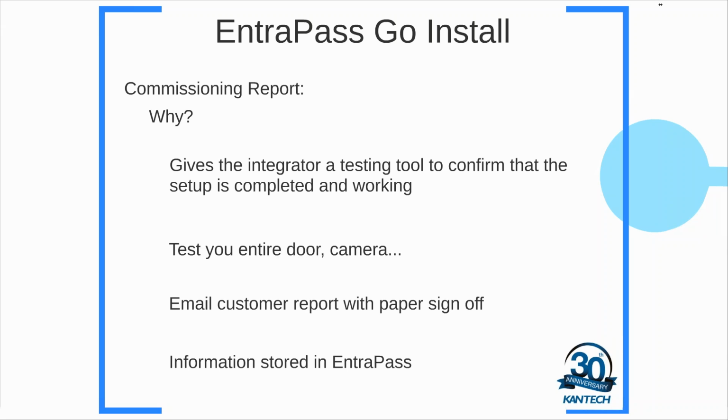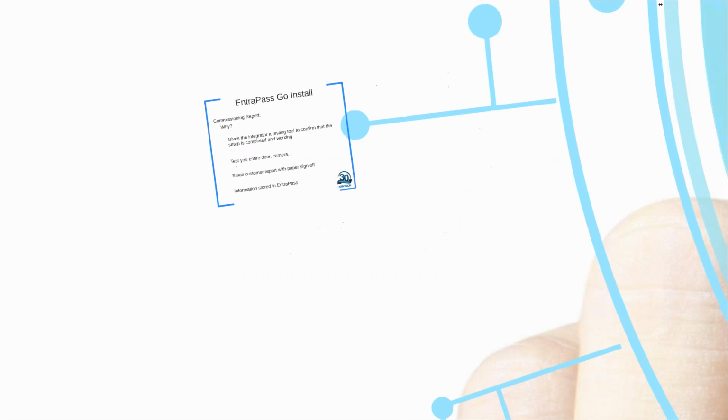Well, is it adjusted? The commissioning report has a best practice in mind to actually test the door components, the camera components, to make sure that everything is working. It tests the entire system, the entire association, and then emails the customer a paper copy of the report that they can sign off. It includes pictures, comments, and all the information needed to make sure the report is running.